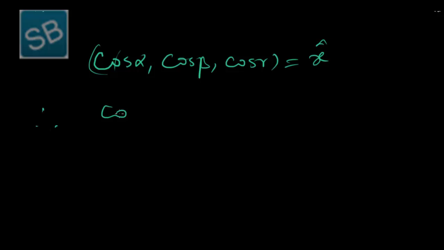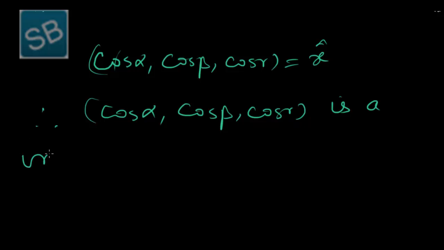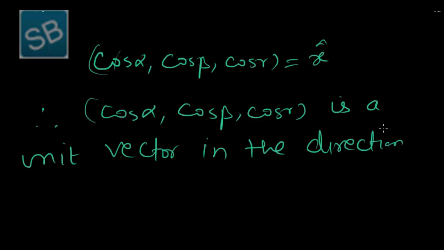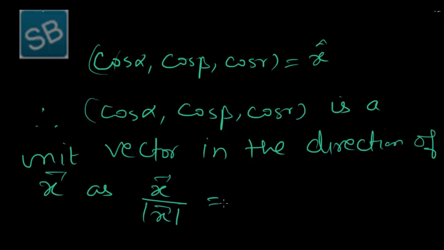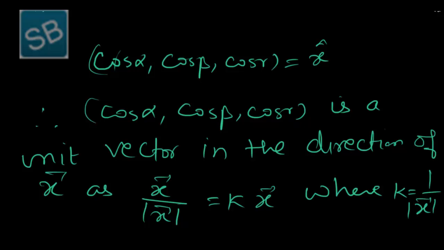Therefore, cos alpha, cos beta, cos gamma is a unit vector in the direction of vector x, as the unit vector x is equal to k times vector x, where k is equal to 1 over modulus x, that is a positive quantity.